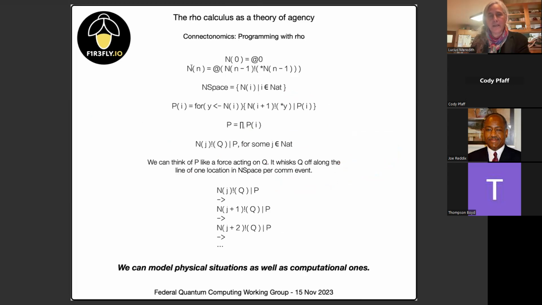Then for the integer n, we form a process that uses the name @(n-1) and sends the star of the name @(n-1). So that's a process, we send it on this name, and we take the name of that. It's a little bit tricky, but not super tricky. Then the namespace is just all of those names for all of the natural numbers.